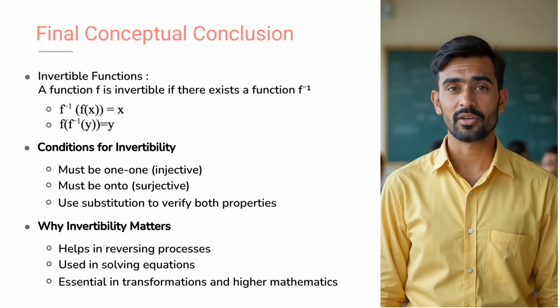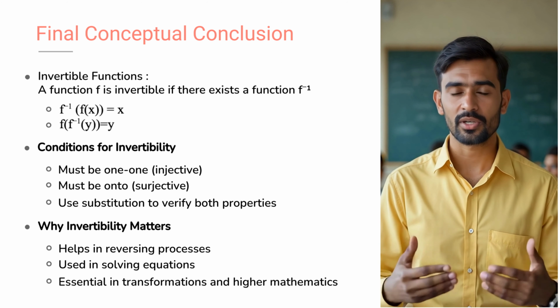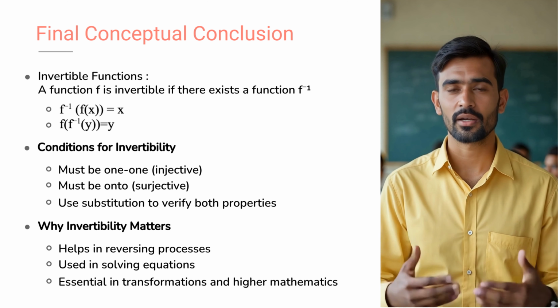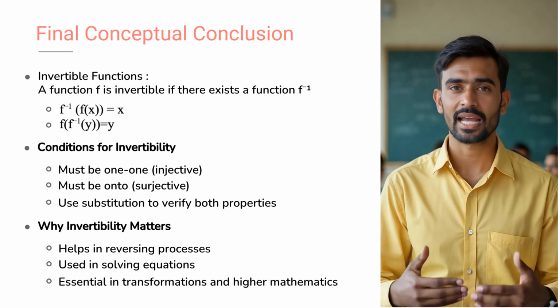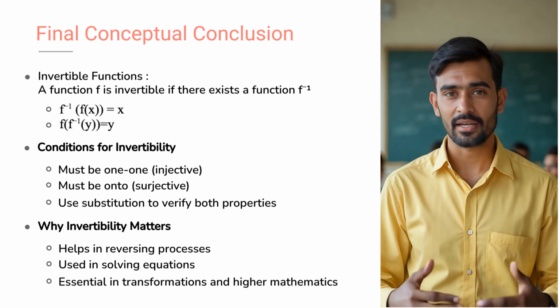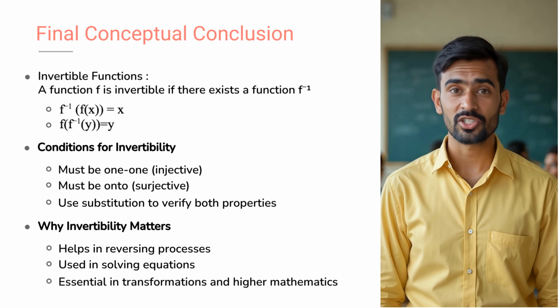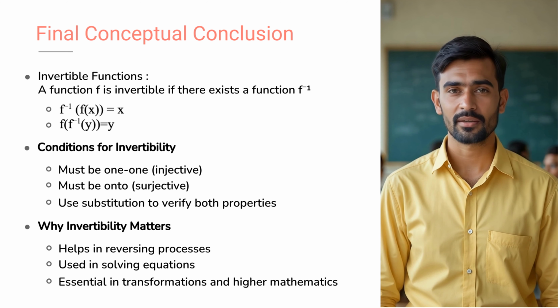Let's summarize what we've learned so far about invertible functions. A function f is invertible if there exists another function called f inverse such that f inverse of f of x equals x and f of f inverse of y equals y. This means applying the function and then its inverse brings you back to where you started and vice versa.